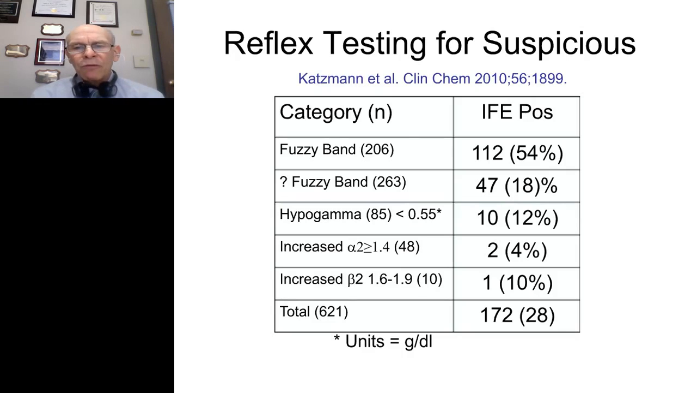Hypogammaglobulinemia is another important finding. They had 85 patients with hypogammaglobulinemia, and 12% of them had monoclonal proteins at that time.